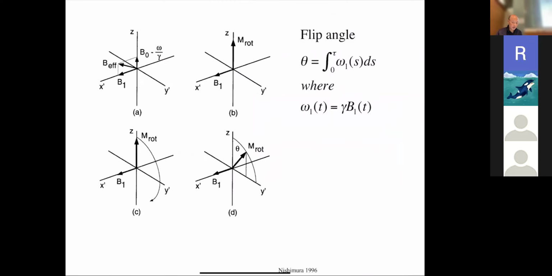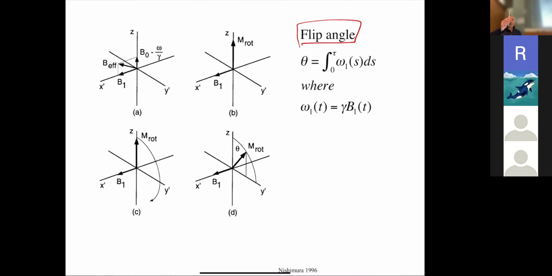Okay, so the first thing we're going to introduce in terms of a calculation is what's called the flip angle. The flip angle is simply what angle you have moved the magnetization away from its equilibrium point. And probably the most common flip angle, at least for beginning discussions, is we're going to assume we want to flip it to 90 degrees.